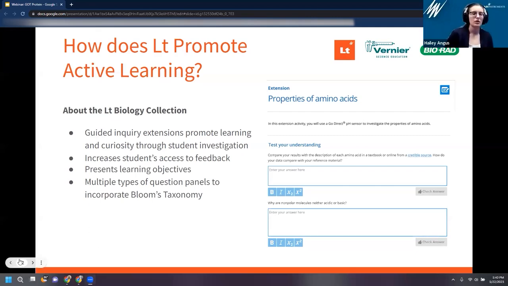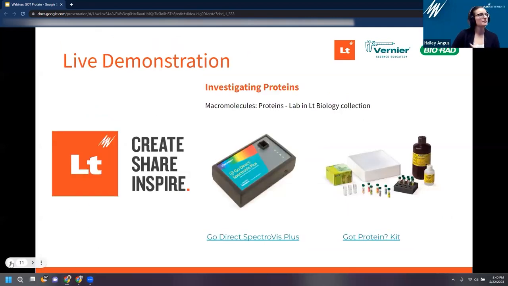Okay. So we just went through all of this live data collection and the GOT protein kit. And again, John and Damon have already done a webinar that went through all of this really nicely. That's on the Vernier website. So we'll share that with you as well if you want to go more in depth into the procedure and the process for doing that lab.